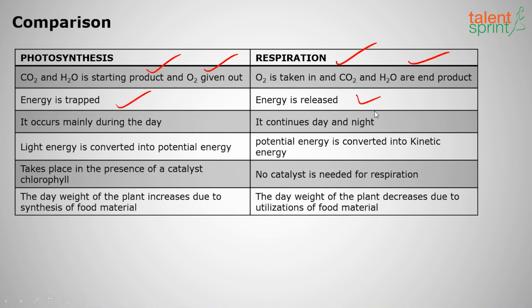In photosynthesis energy is trapped; in respiration energy is released. Photosynthesis occurs mainly during the day, and respiration occurs 24 hours, day and night. Light energy is converted into potential energy in photosynthesis, and potential energy is converted into kinetic energy in respiration. Photosynthesis takes place in the presence of a catalyst called chlorophyll. There is no catalyst required in respiration. The dry weight of the plant increases because food is produced in photosynthesis. Because food is converted into smaller molecules, the dry weight of the plant will decrease in respiration. So this is a comparison between photosynthesis and respiration.